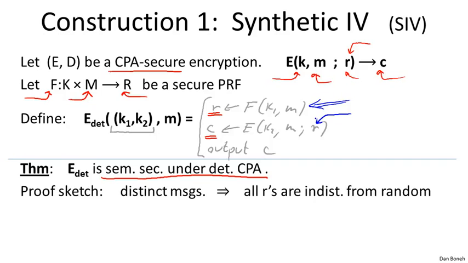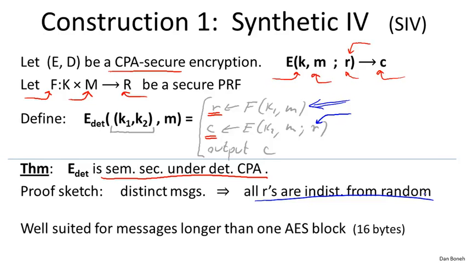So because these R's are just random, indistinguishable from random strings, the resulting system is in fact going to be CPA secure. This is just the intuition for why this works, and it's actually fairly straightforward to formalize this into a complete proof. Now I should emphasize that this is well suited for messages that are more than one AES block. In fact, for short messages, we're going to see a slightly different encryption scheme that's better suited for them.